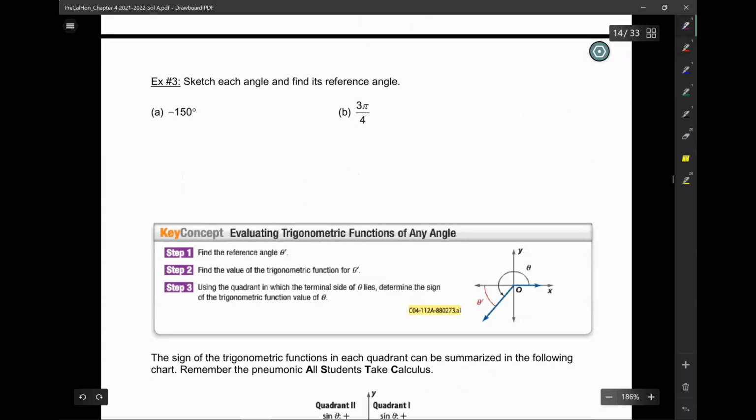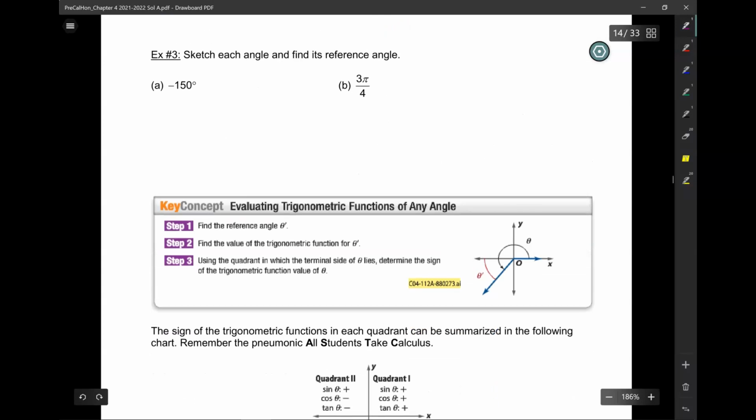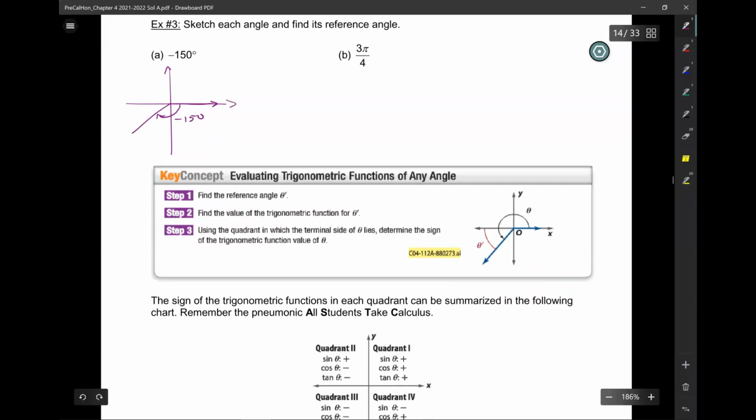So here it says sketch the angle and find its reference angle. All right, so let's sketch an angle here of negative 150. We start here. Negative means I go down clockwise. 90, 150, we're about here. Okay, so take a look at what I need from you. I need you, let me make that clear, to show me that loop and the arrow.